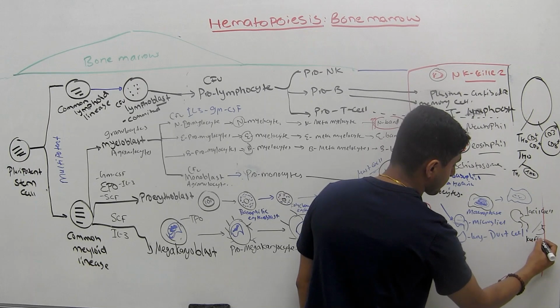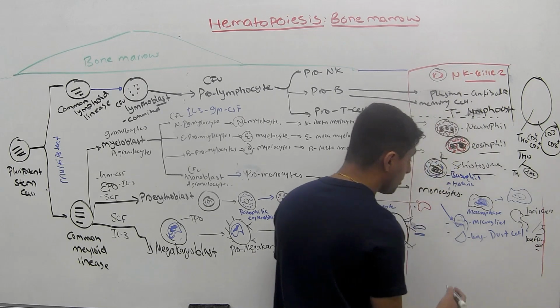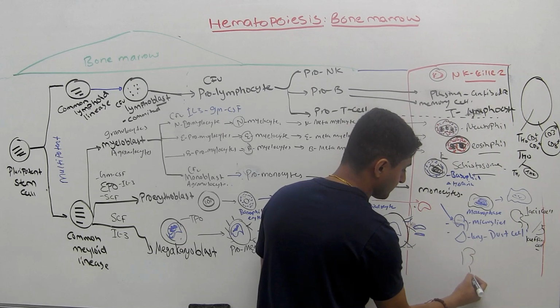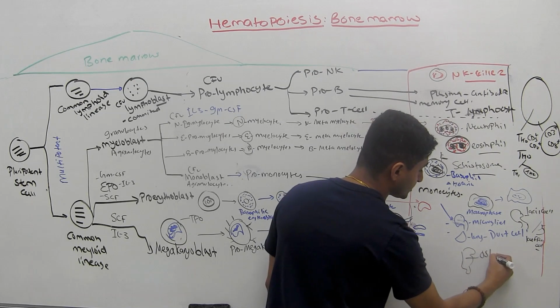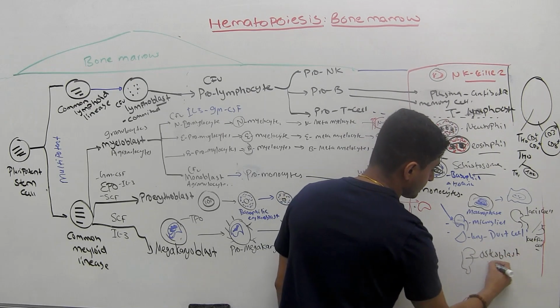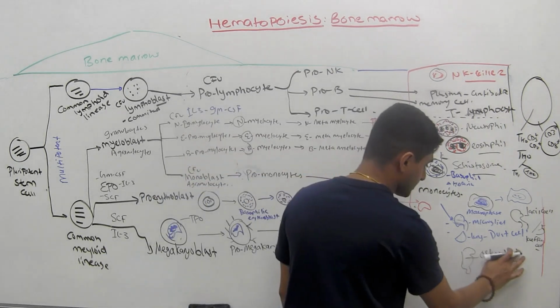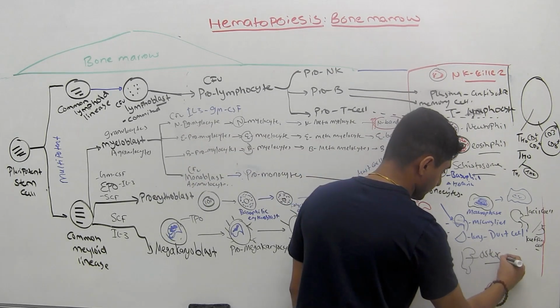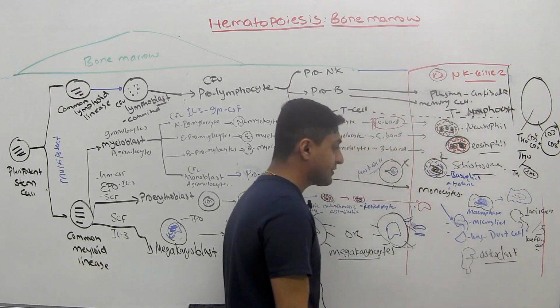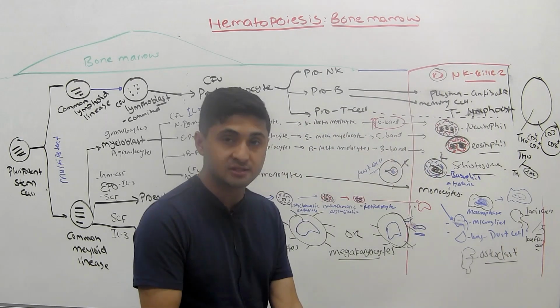If they're in bones, guys, what do we call them? We call them osteoclasts. Sorry, not osteoblasts, which are the bone making cells. It's osteoclast. And if they're in the skin, we call them Langerhans cells, right?